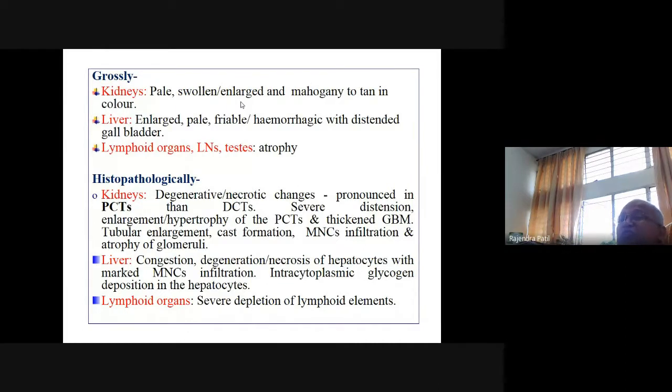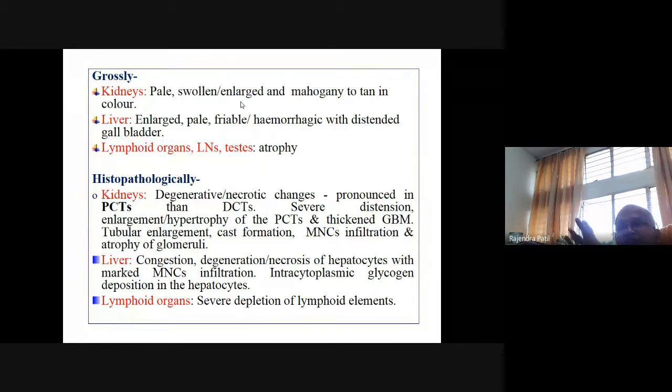And for these proximal convoluted tubules, a number of people have suggested that they have the receptors for this OTA, and that's why these proximal convoluted tubules are more severely affected than the distal convoluted tubules, besides the thickening of the glomerular basement membrane, tubular enlargement, even cast formation, hyaline cast, even epithelial cast, even mononuclear cell infiltration. These are all the changes you can find in the kidney.